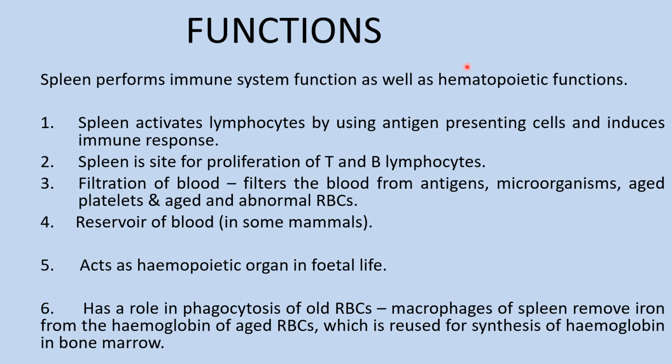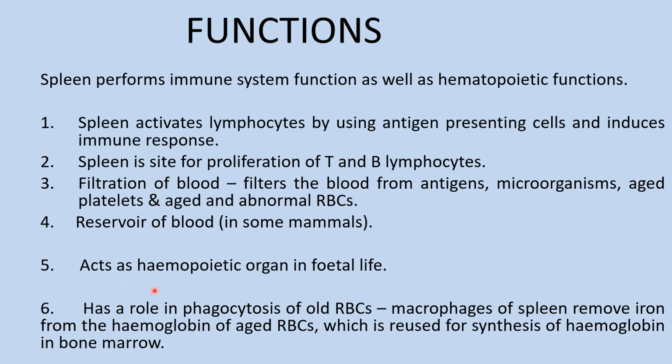What are the functions of the spleen? The spleen performs the immune system function as well as the hemopoietic function. That is, the spleen activates the lymphocytes by using antigen-presenting cells and induces the immune response. It is a site for proliferation of the T and the B lymphocytes. It helps in the filtration of the blood, that is, it filters the blood from antigens, microorganisms, aged platelets, and aged and abnormal RBCs. It is also the reservoir of blood in some mammals.